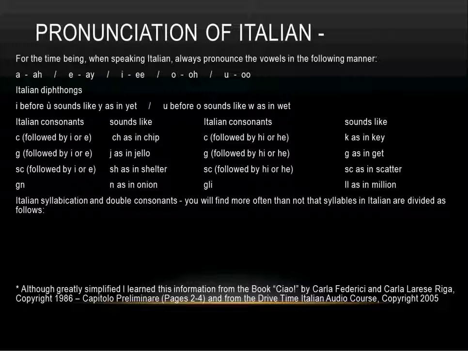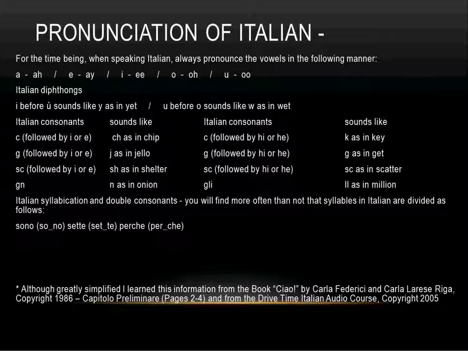Italian syllabication and double consonants. You'll find more often than not that the syllables in Italian are divided as follows. Whenever you have a single consonant in between two vowels, the next syllable starts with the consonant, almost always. So in the case of our first word down there, we have sono. So whenever you have a single consonant, you always break the syllable after the vowel and before the consonant.